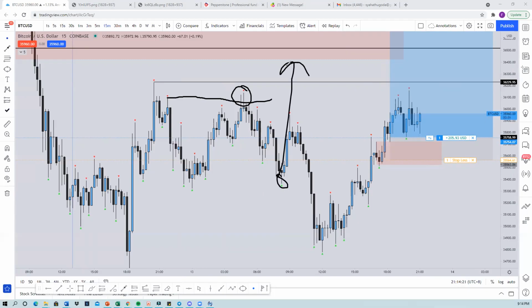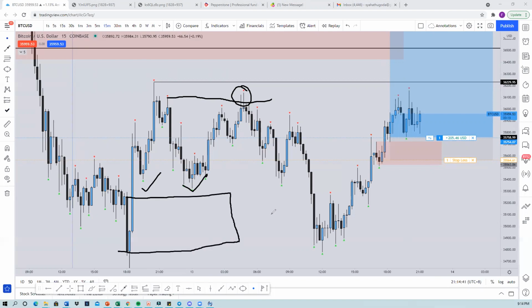The step-by-step approach is, once this happens, you ask yourself, okay, the fair value gap has been filled. We have some form of a swing low over here, and at the same time, we have an imbalance right over here. So before price makes a move in a certain direction, it has to fill the imbalance.